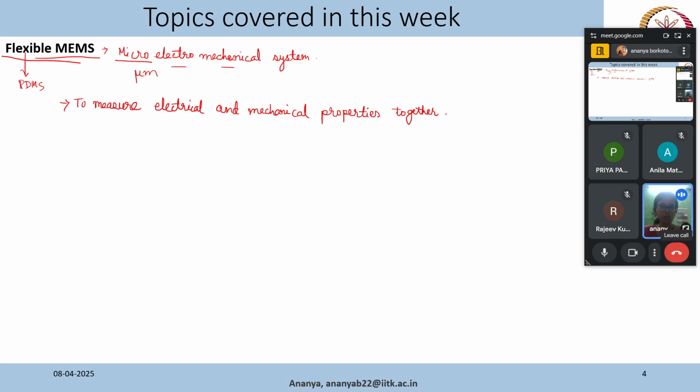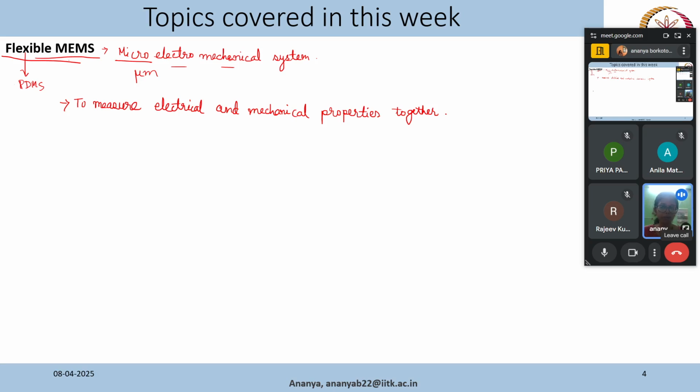So for that we will use some software like COMSOL to make the design of our sensor. Okay. After that we will go for fabrication. Now in this week, in the first two classes, the fabrication of a MEMS sensor was discussed, so I will only discuss that part.